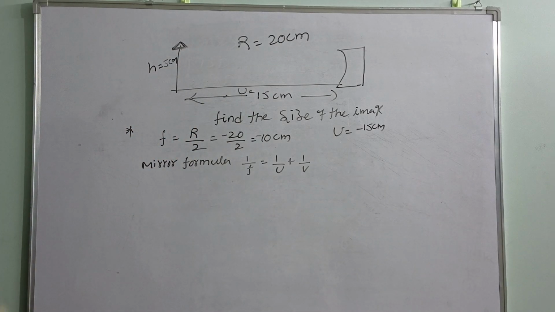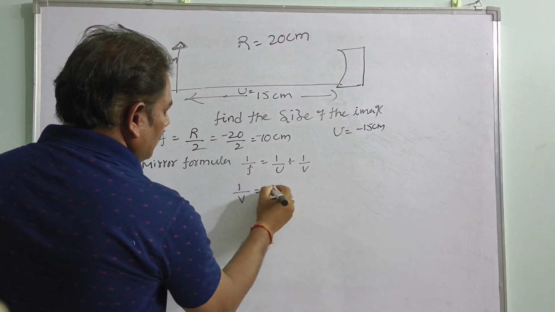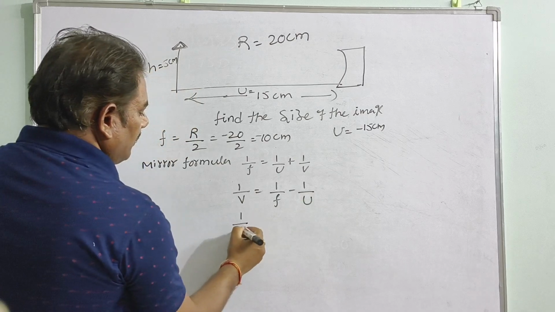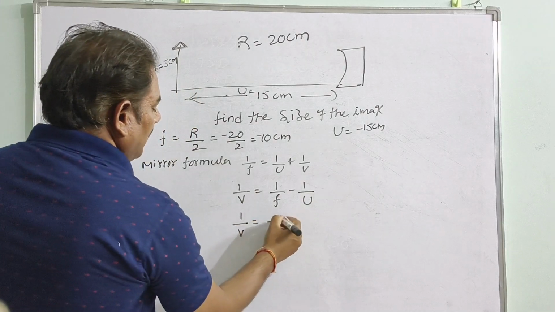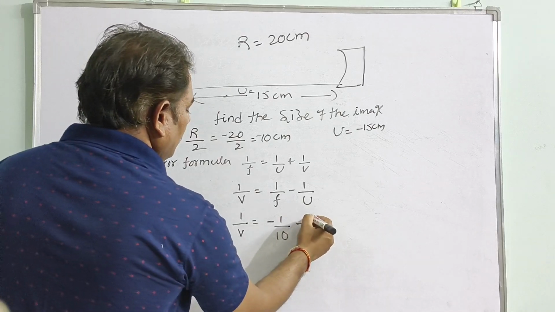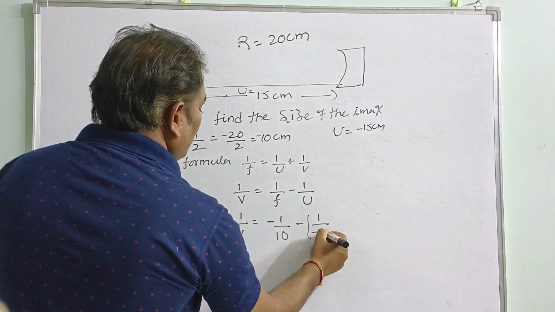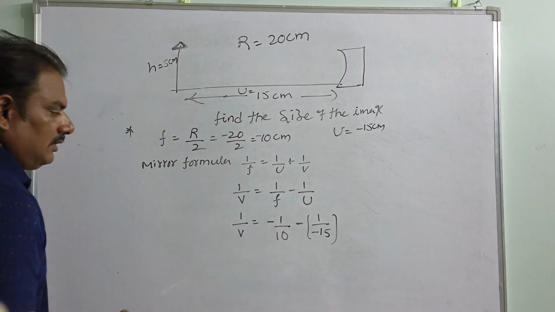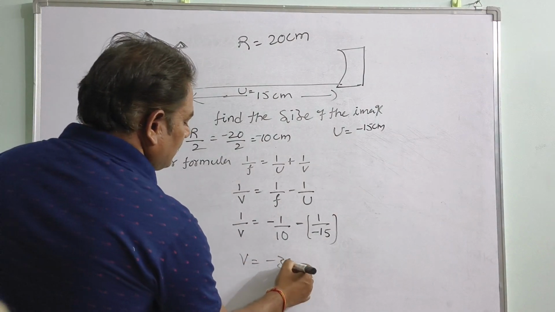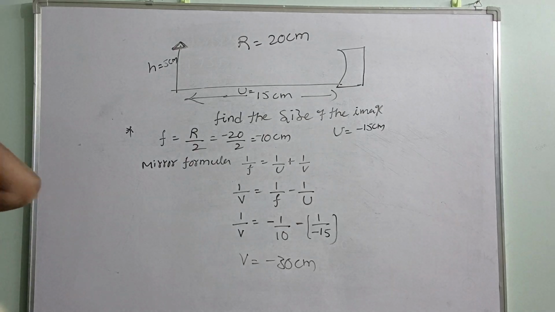Let us see it directly here. 1 by v is equal to 1 by f minus 1 by u. So 1 by v is equal to minus 1 by 10 minus of 1 by minus 15. Then v is equal to minus 30 centimeters. The v value is equal to minus 30 centimeters.